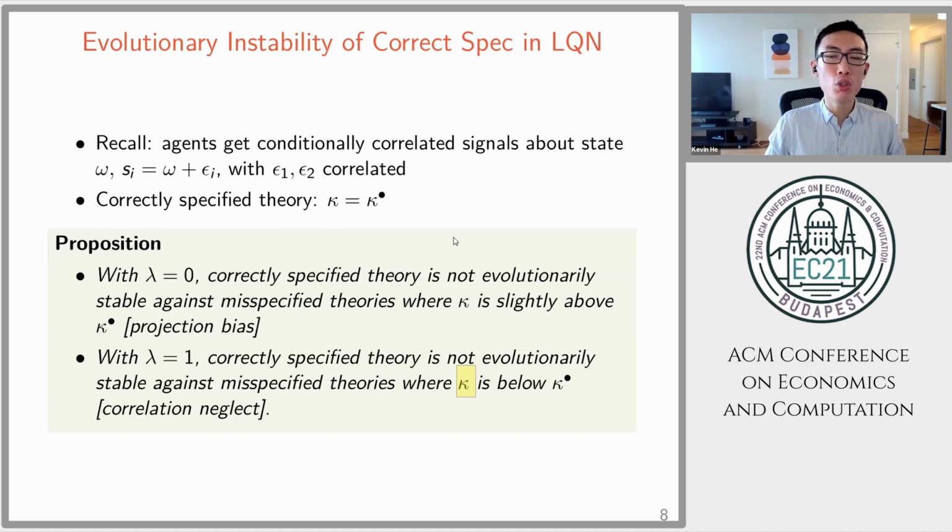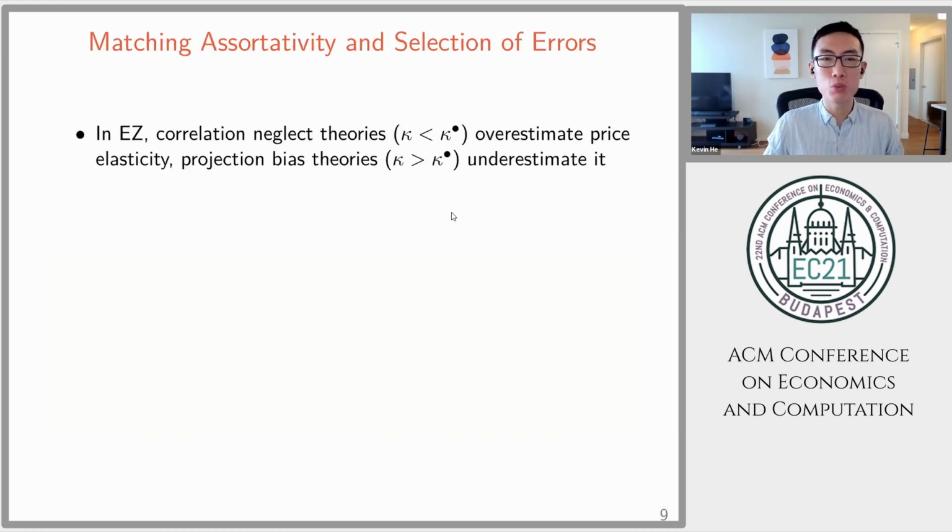So in this example, we see that the correctly specified theory may not be evolutionarily stable against mistakes, and furthermore, it is the interaction structure, the details of the interaction structure in terms of how people of different schools of thought are matched together to play this game, that determines the direction of the error which can invade a rational society. Now, what exactly is going on here? Let me explain this result.